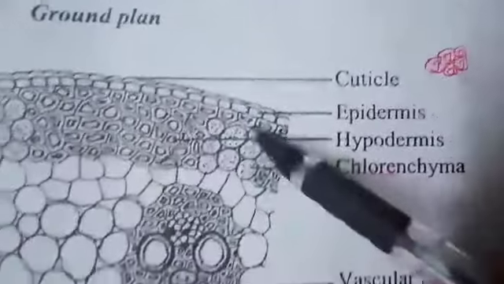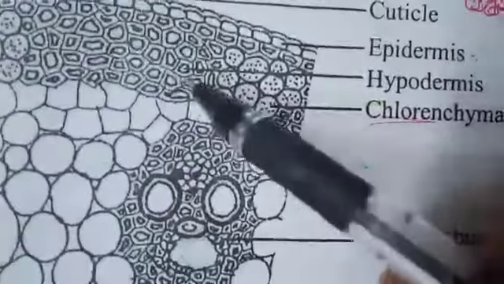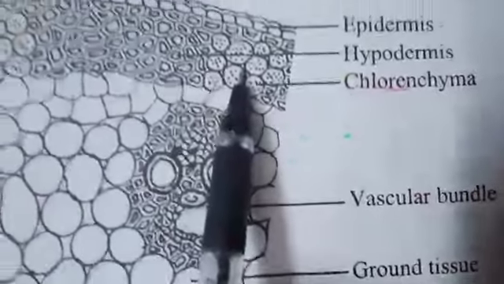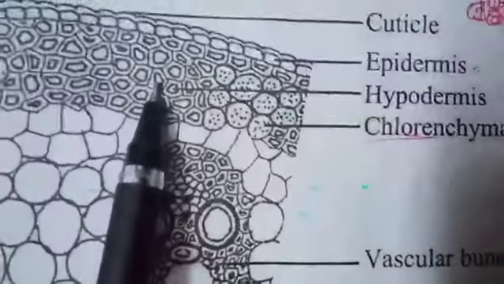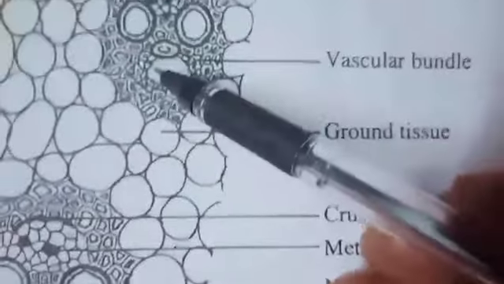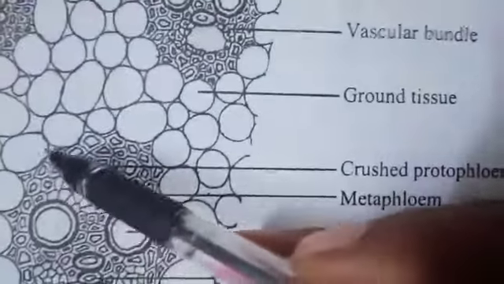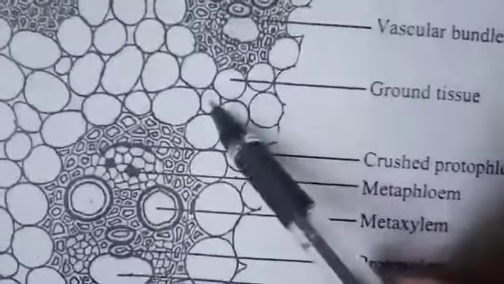Next, hypodermis region. Next to the epidermis, the hypodermis region. It is made up of a few layers of sclerenchyma cells. It is interrupted by chlorenchyma. Sclerenchyma provides mechanical support to the plant. Next, ground tissue. This is the entire mass of parenchyma cells next to the hypodermis and extending to the center. It is called ground tissue. It is not differentiated into endodermis, cortex, pericycle and pith.